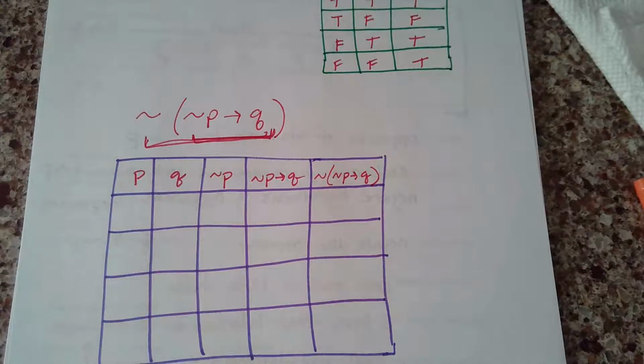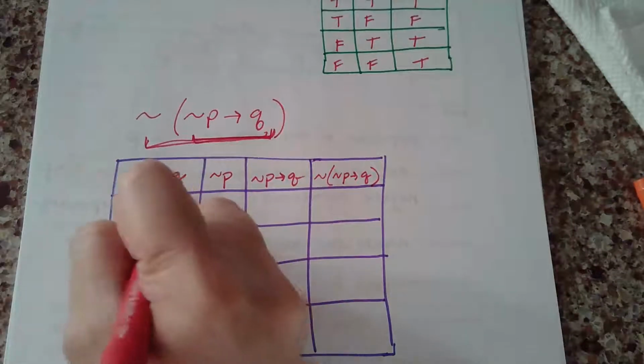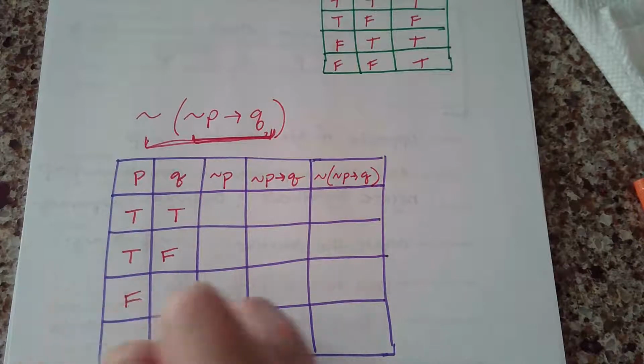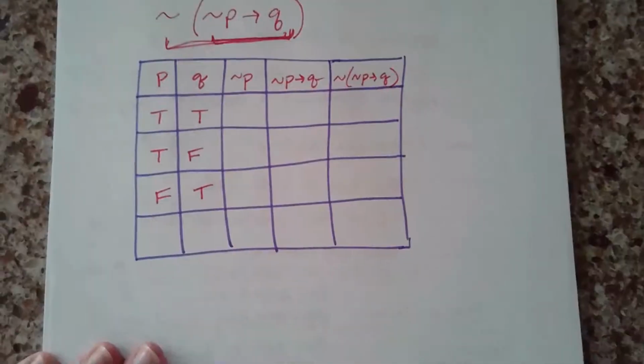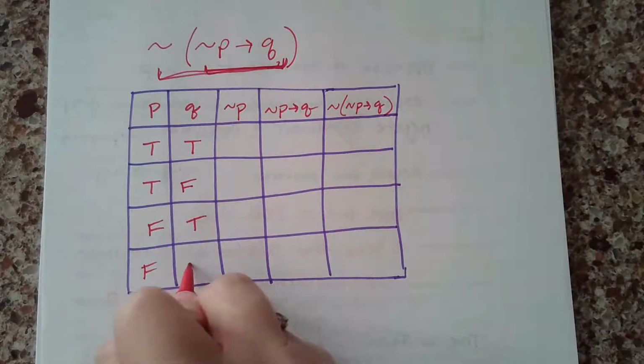So again, this first part of your table is actually just the same thing as what we did above. So P implies Q. So we got true and true. We've got true and false, and this will always stay the same. False and true. And then I have false and false.